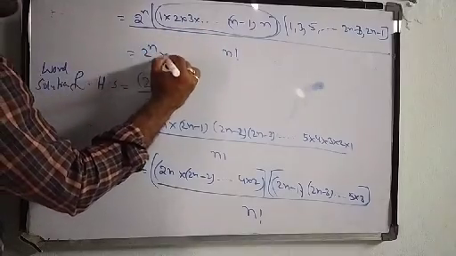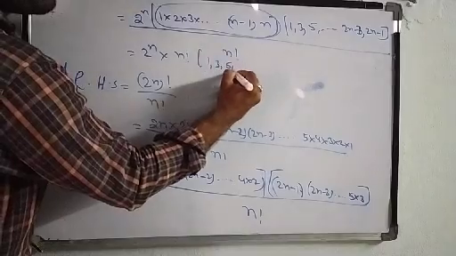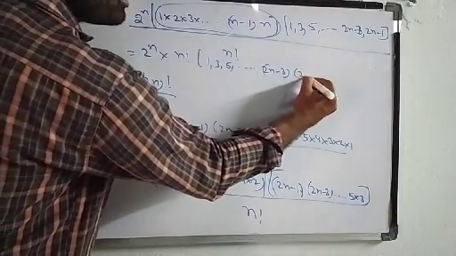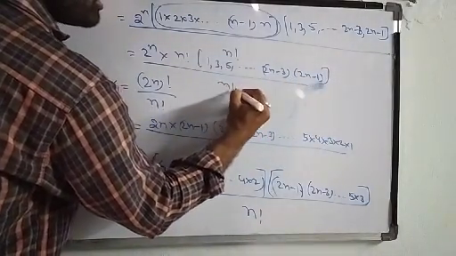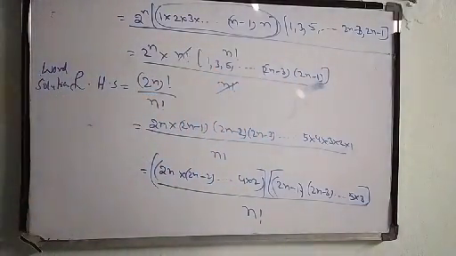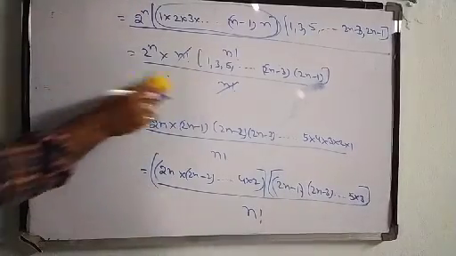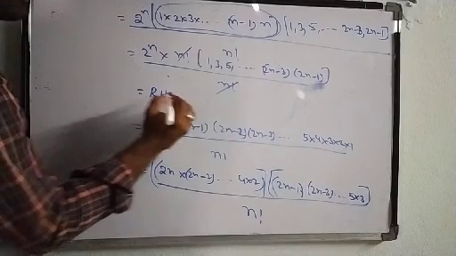So 2 power n into n factorial 1, 3, 5, so on 2n minus 3, 2n minus 1 by n factorial. So n factorial gets cancelled. So the remaining will be our required proof. So I can write directly it as RHS.